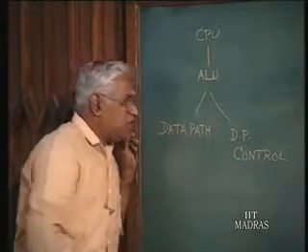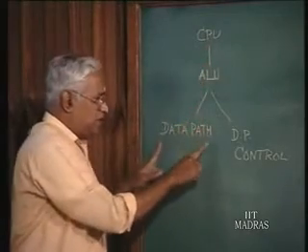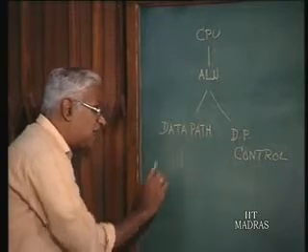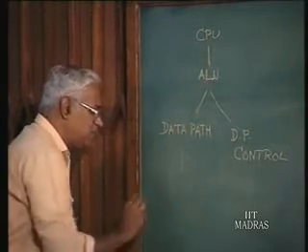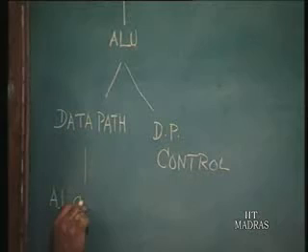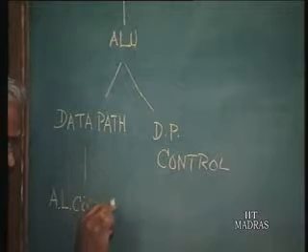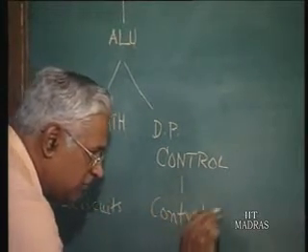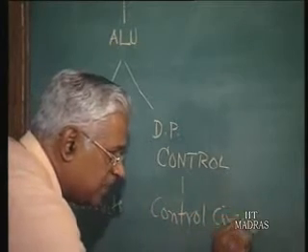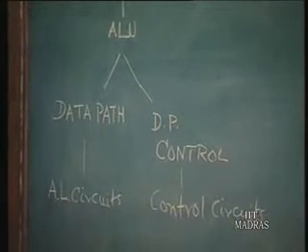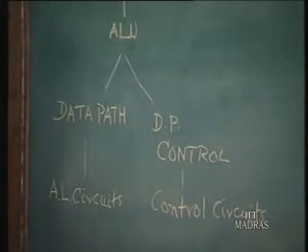So essentially the CPU design boils down to data path, which in fact we may just put as arithmetic logic circuitry, that is arithmetic logic circuits, and then we talk about the control circuits here. So this is what the design of a CPU will be. Good. Now let's go back.